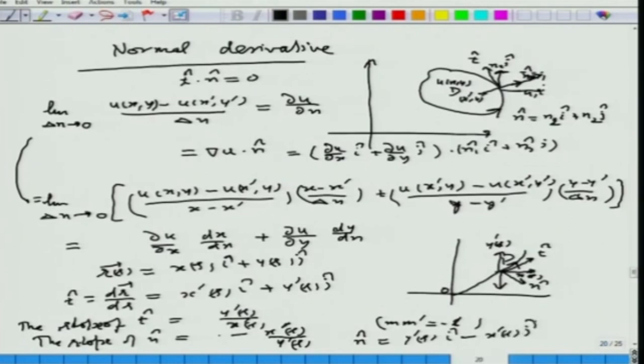So, that is the outward normal, and so we can see that this comes out to be del u by del x, and the x component here is y'(s), minus del u over del y, and the y component is minus, because of that we get minus here x'(s).